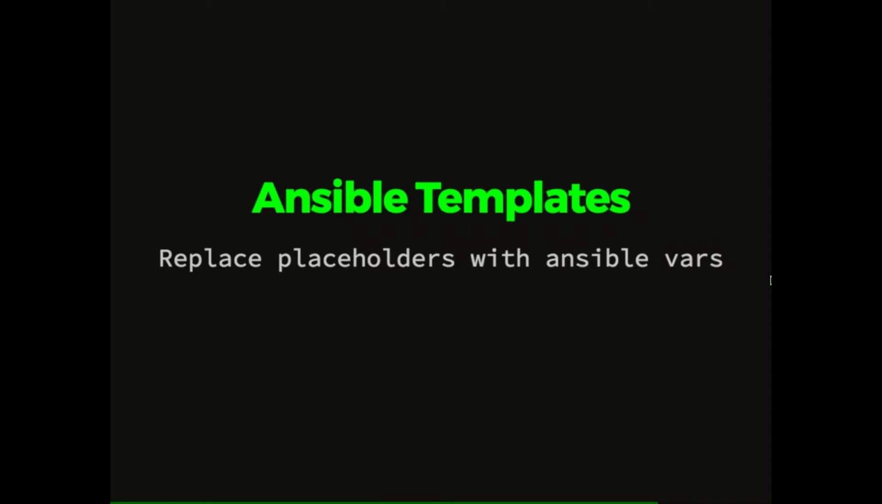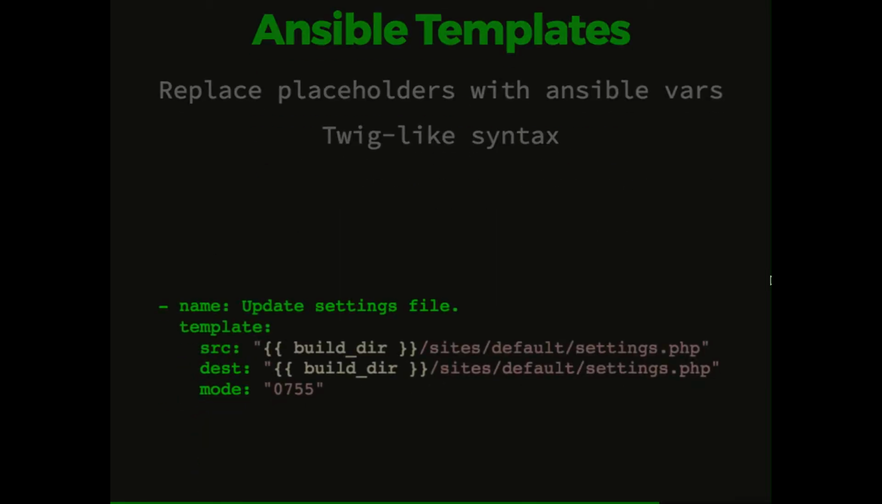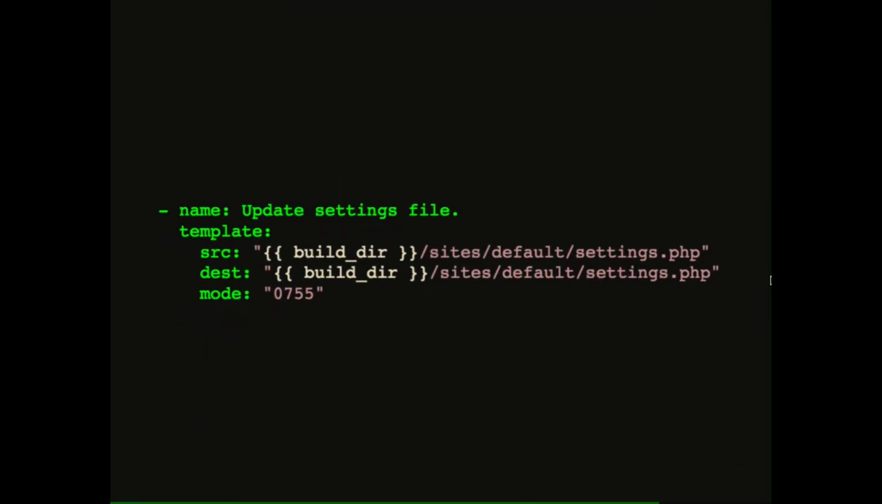There's a thing called Ansible templates, and it replaces placeholders inside of files with Ansible variables. And it uses a Twig-like syntax. So if you knew even a little bit of Twig, you already know how to use an Ansible template. To use Ansible templates in a playbook, use the template module. You're going to specify the source file that contains the template and the destination file. They can be the same file. It doesn't have to be two different ones. And other things, you can set the file mode or the group optionally if you need to.